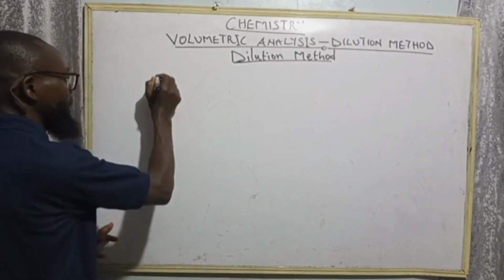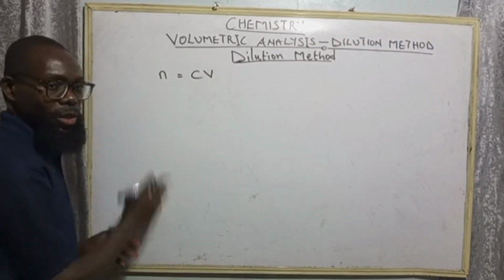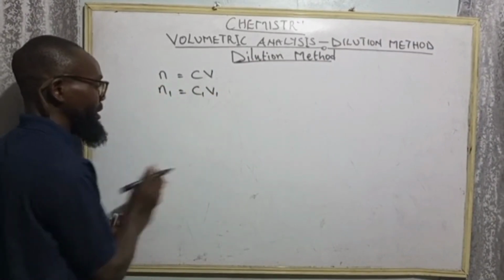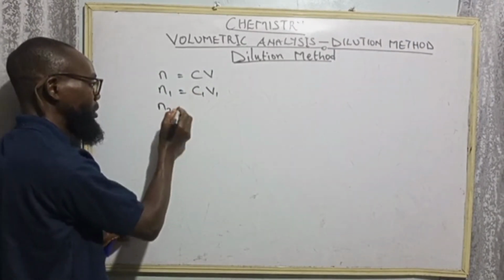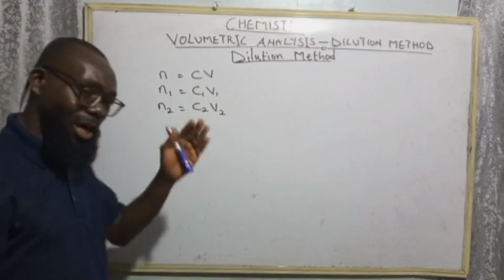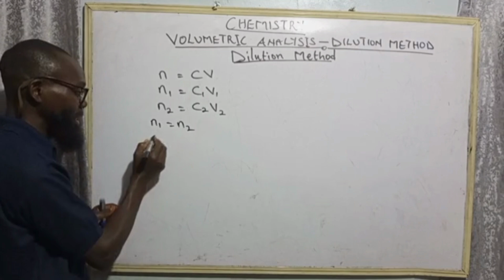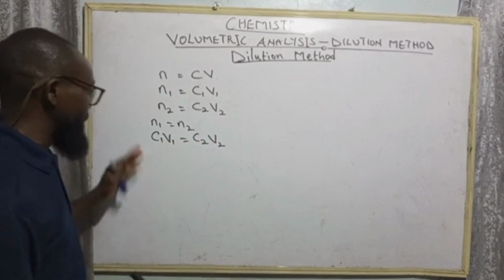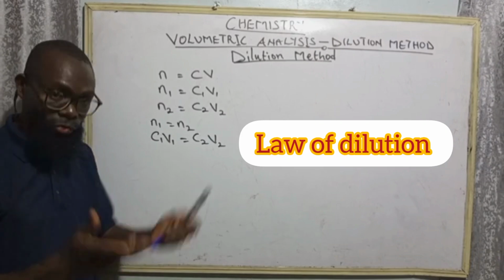We should know that number of mole, amount, equals concentration times volume. For the first substance, let's say N1 equals C1 V1. That is first concentration multiplied by the first volume. N2 will be equal to C2 V2. Since we know that the amount of the substance will not change, meaning N1 will equal N2, and our N1 is C1 V1, equals C2 V2. So C1 V1 equals C2 V2 is called dilution method or law of dilution.